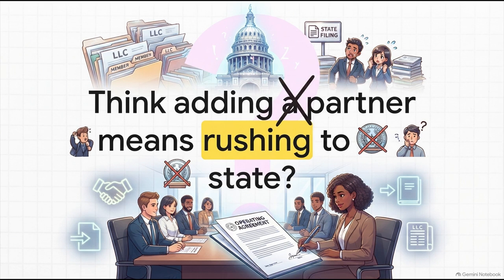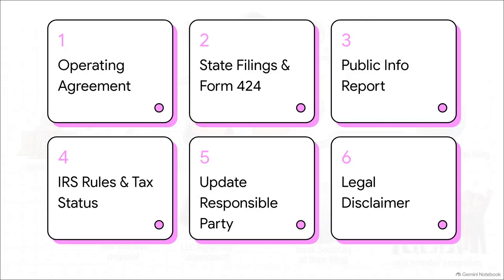So if the state doesn't track your ownership, who does? And where do you actually go to make these changes? Okay, let's dive straight into our roadmap for this explainer. We're going to break this down into 3 simple layers: internal, state, and federal. We'll cover the internal operating agreement, state filings in Form 424, the public information report, IRS rules and tax status, updating the responsible party, and finally, a brief legal disclaimer.